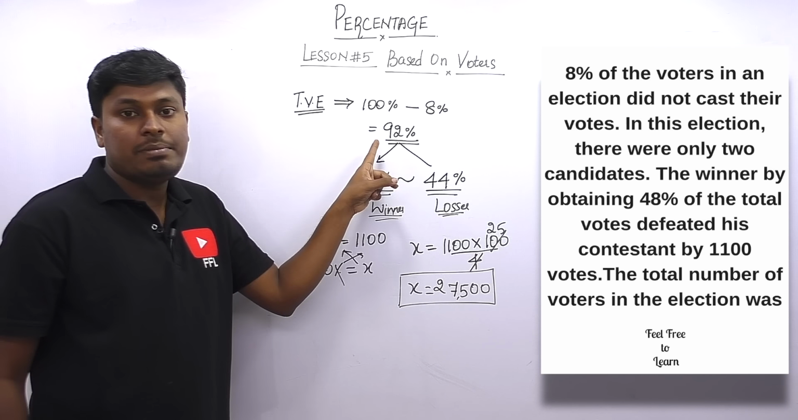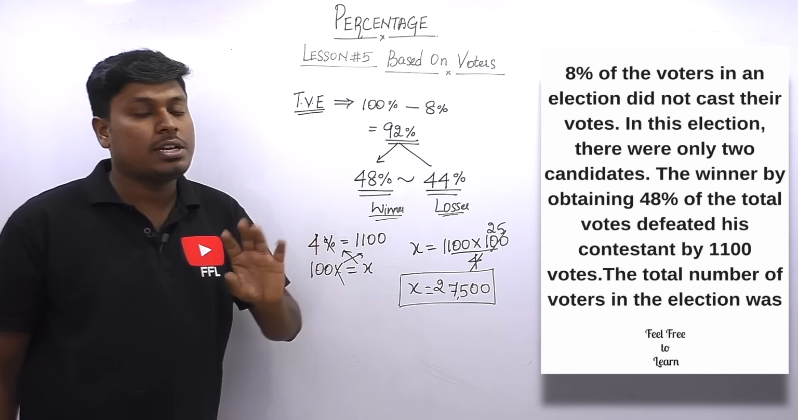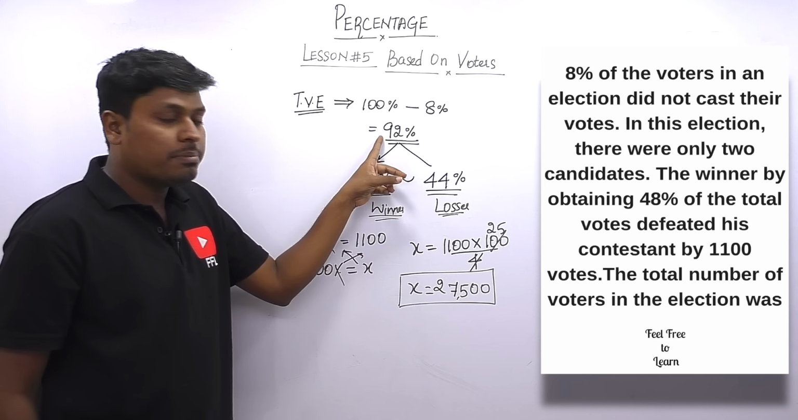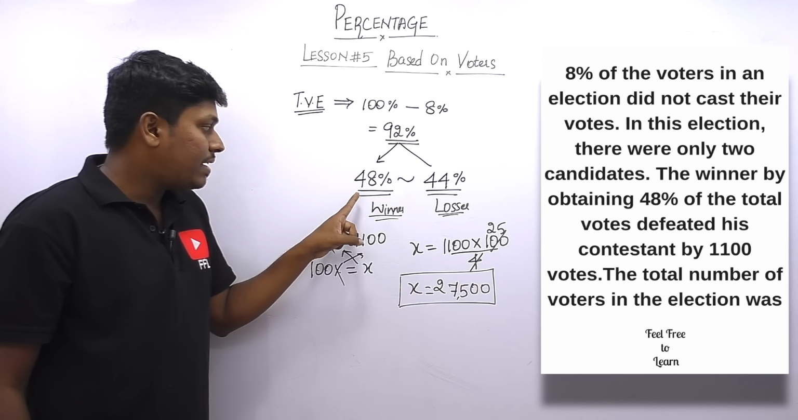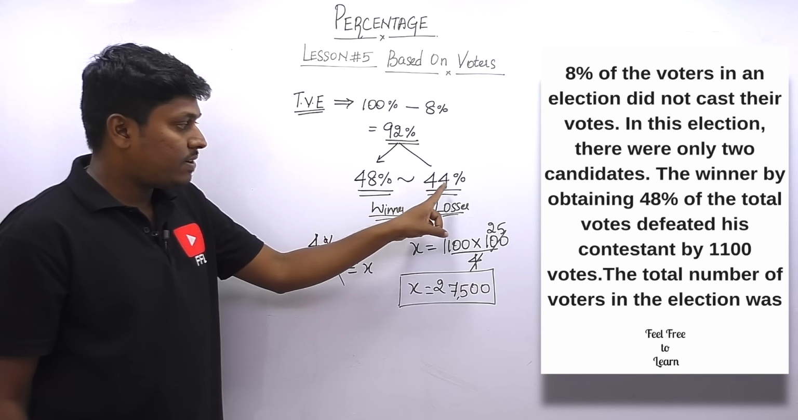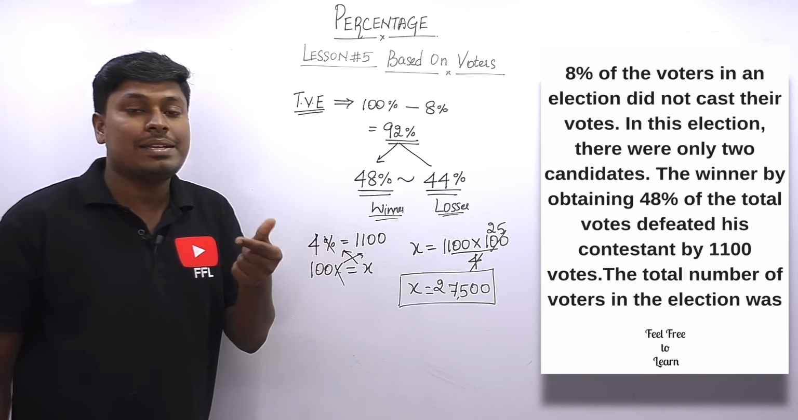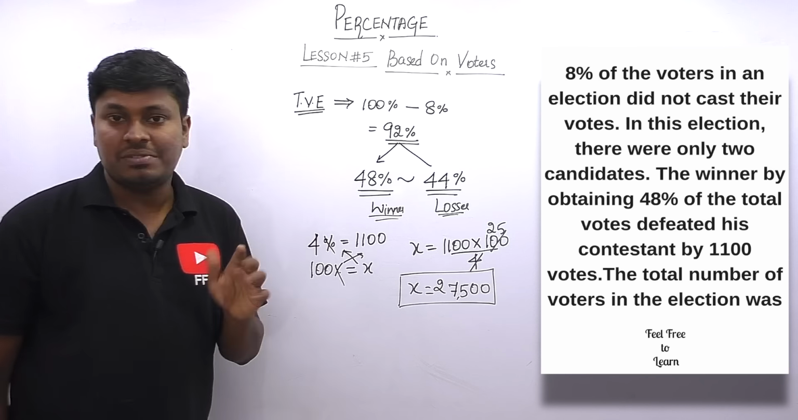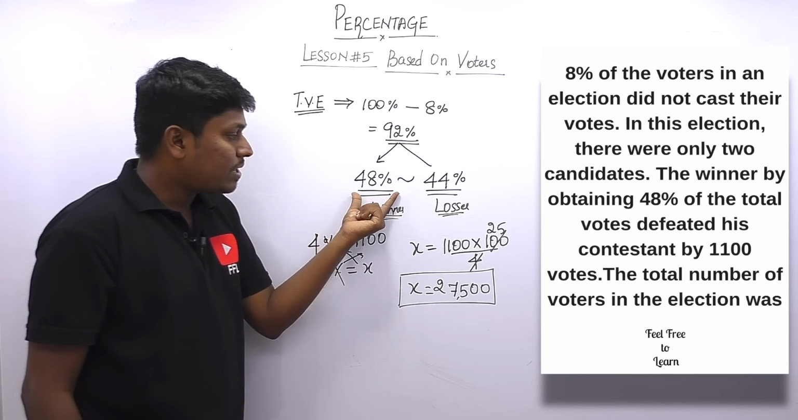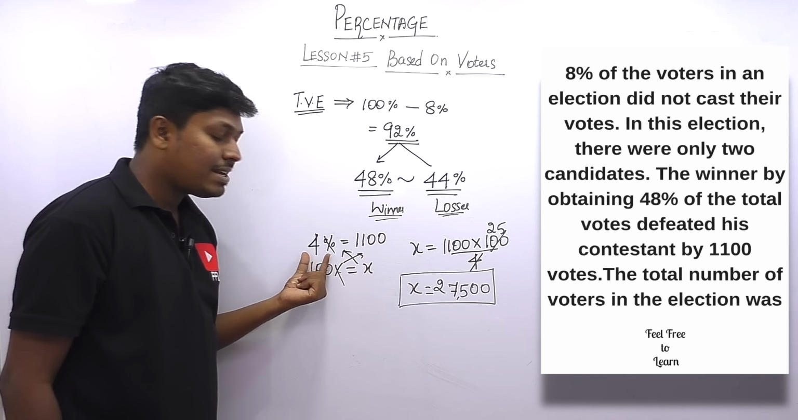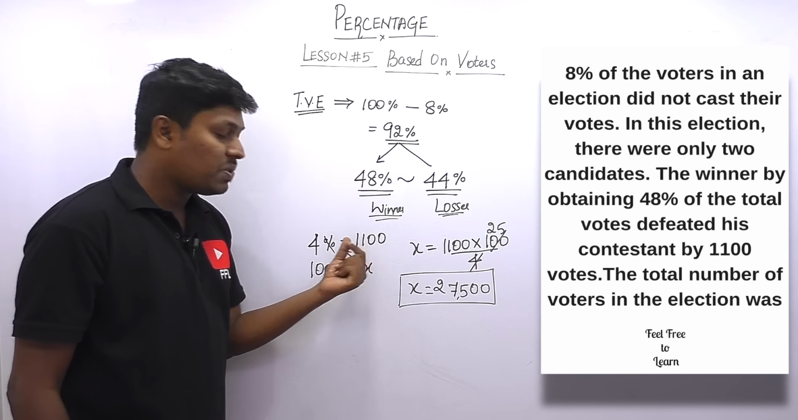Now 92% will be the total number of votes. Out of this total number of votes is a direct statement. Winner got 48%. Then definitely loser will be 44%, and the value they have given, 1100, is the majority. We can easily say that majority is 48% minus 44%, which is 4%, which is 1100.